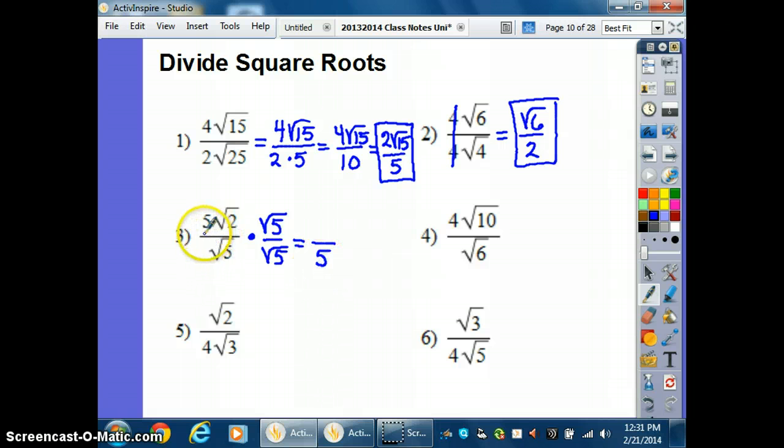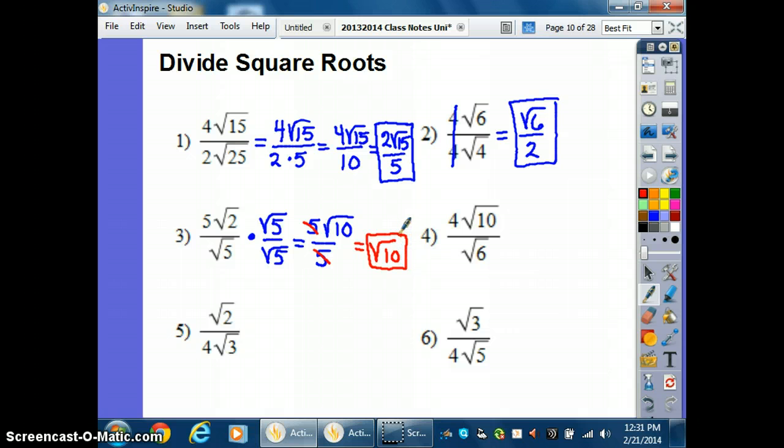Multiply up here on the top, 5 times 1, the invisible 1, gives me 5. Multiply inside, 2 times 5, gives me square root of 10. Almost done. I see I can cancel here. I'll do it in red here. Cancel the 5's. And then our final answer is the square root of 10.